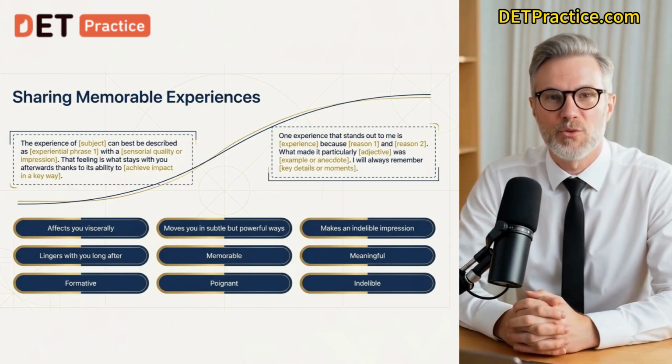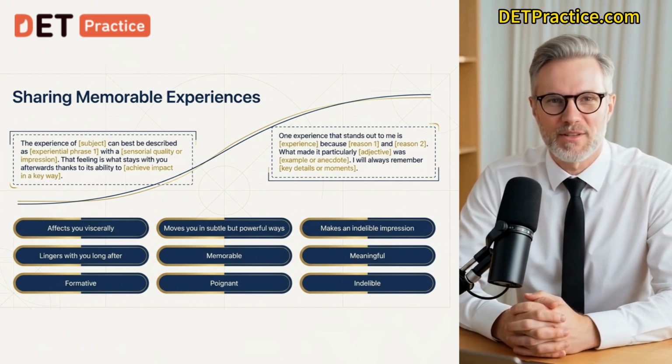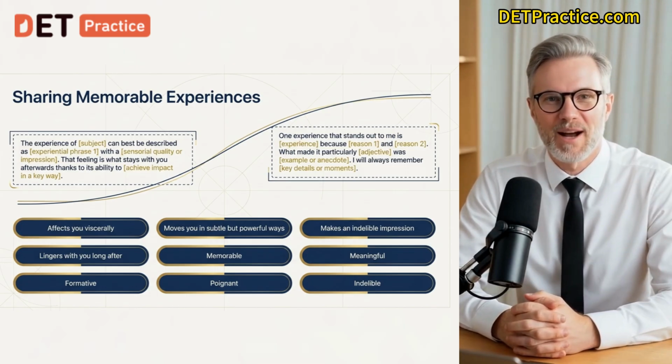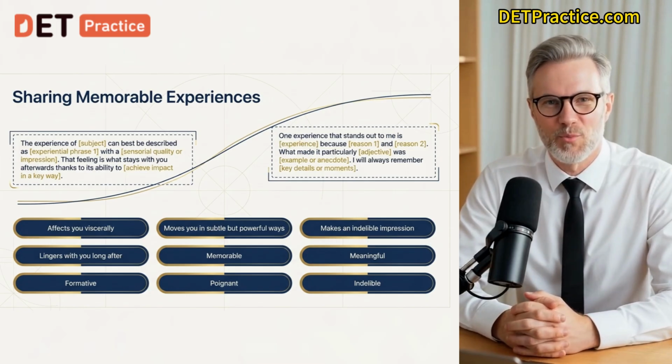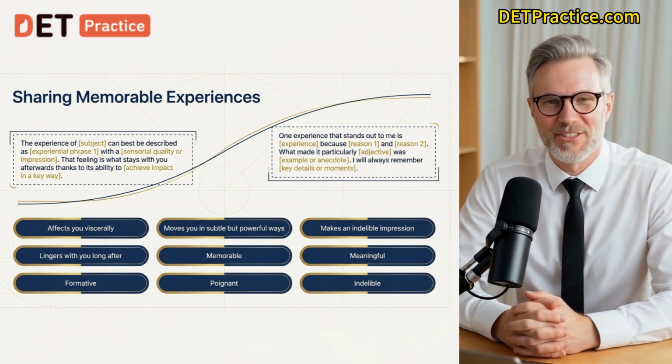Template 5. Describing an experience or feeling. For questions about experiences, you can use the experience of subject can best be described as an experience phrase with a sensory quality or impression. That feeling is what stays with you afterwards because of its ability to create a strong impact. Useful expressions include affects you viscerally, moves you in subtle but powerful ways, makes an indelible impression, and lingers with you long afterwards. This is useful for describing memorable moments, events, or experiences.